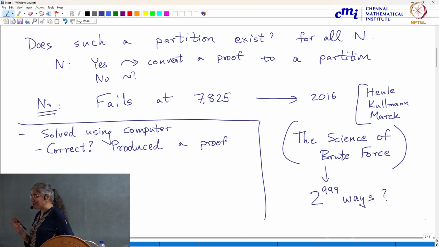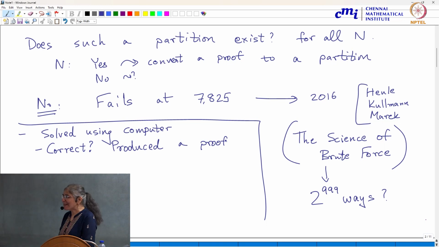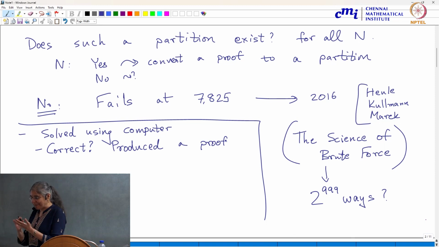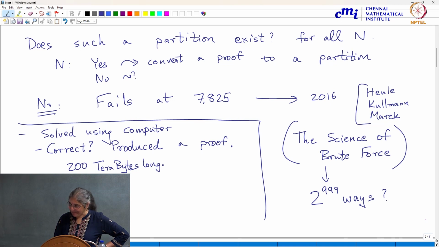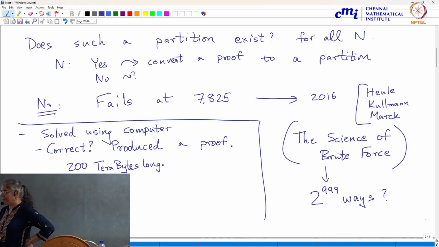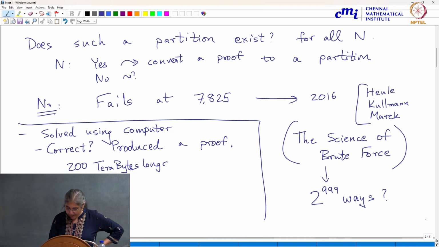How long do you think it was? 1 terabyte. Terabyte is how many zeros? Mega, giga, tera. Lots of zeros. Okay. So your guess is it was 1 terabyte. Their proof was, yes, you're right, it was in the terabyte range. It was 200 terabytes long. Well, at 200 terabytes, it was still not the complete proof. At 200 terabytes, it was the skeleton of a proof.